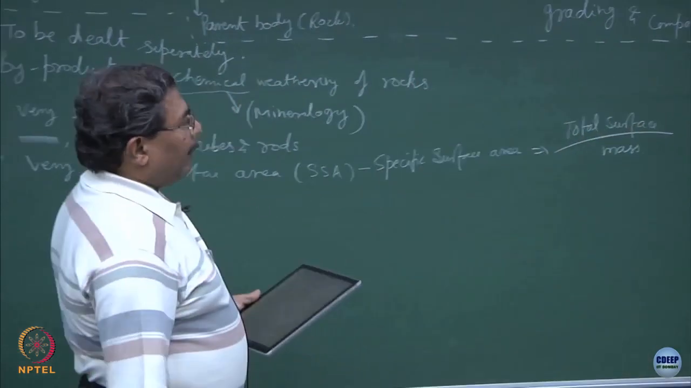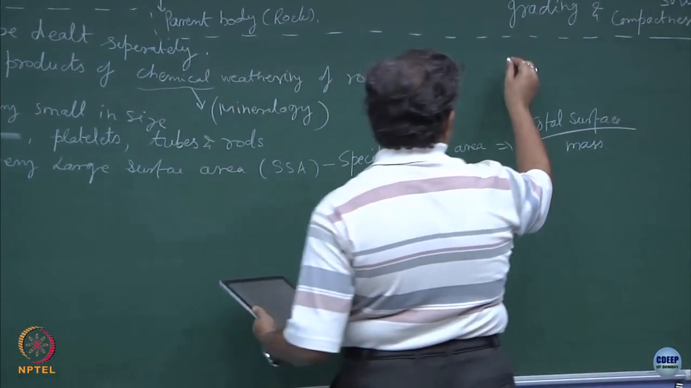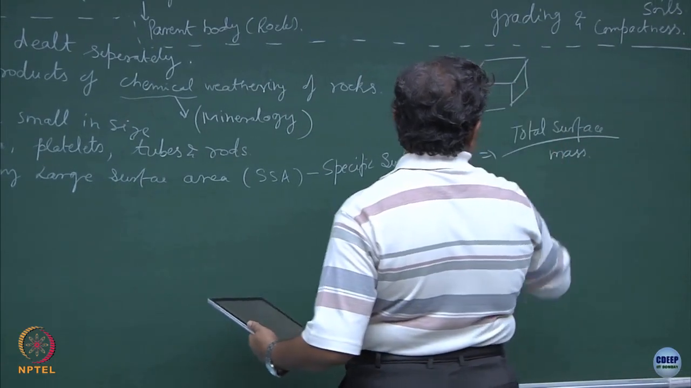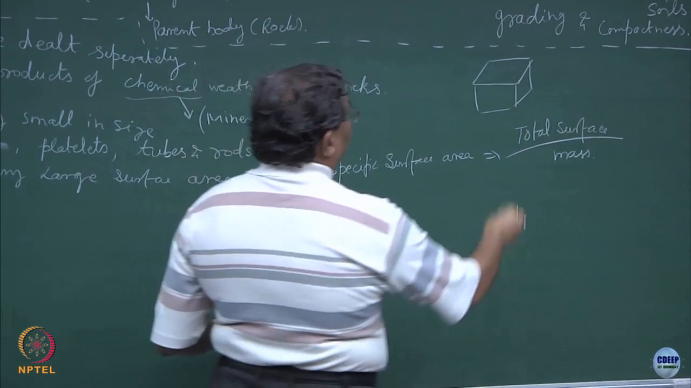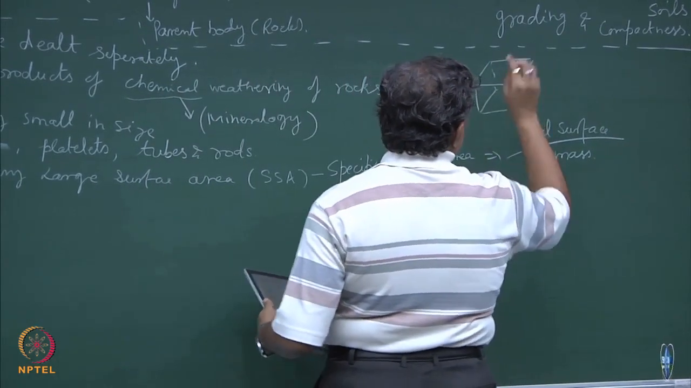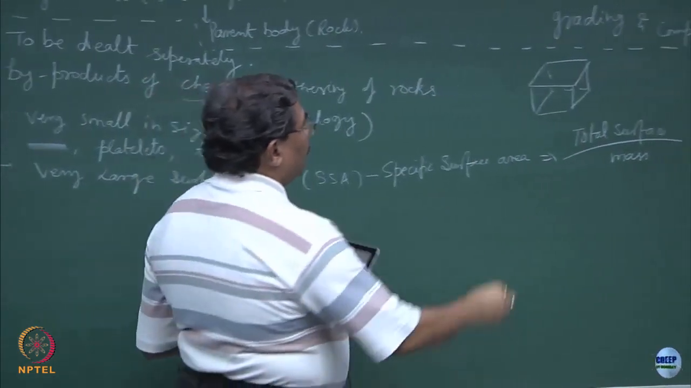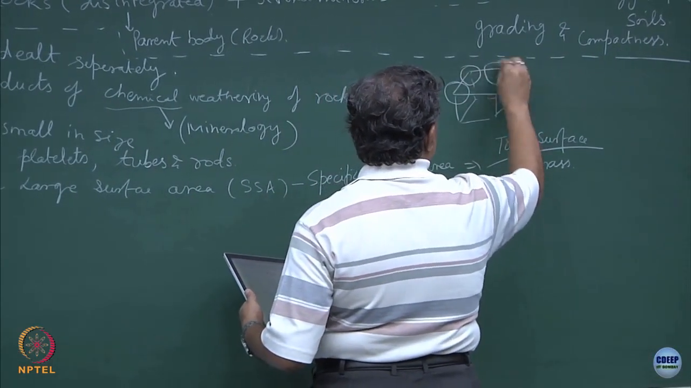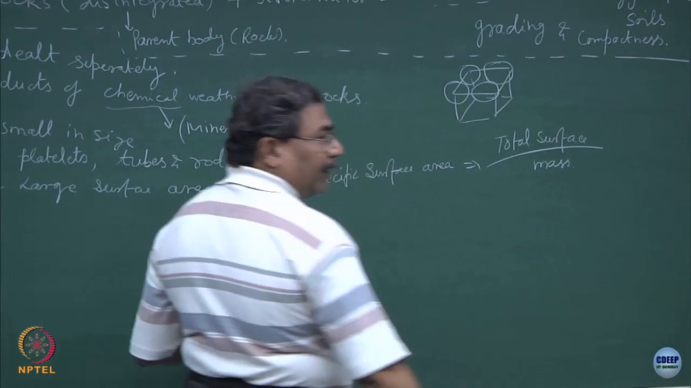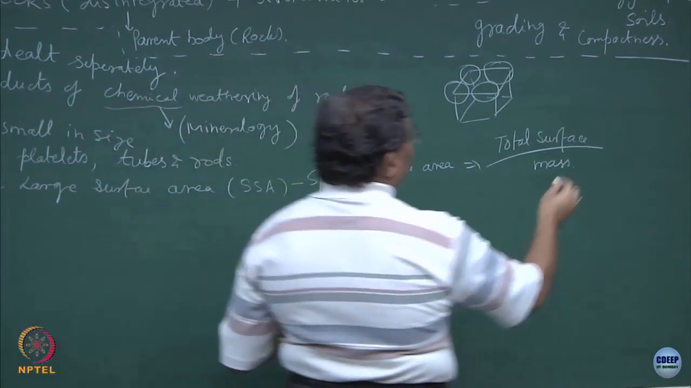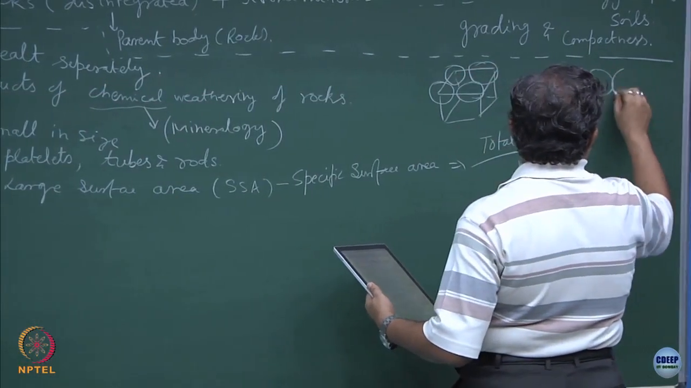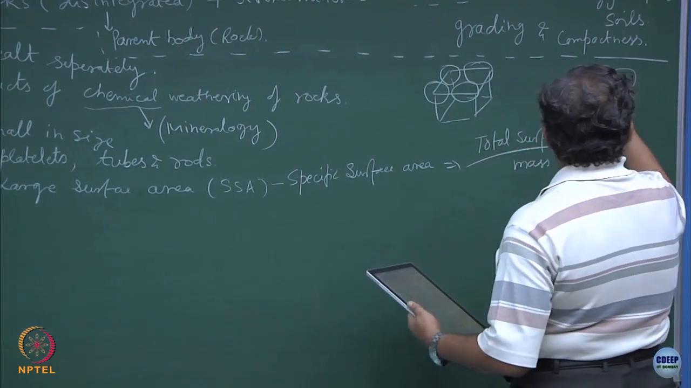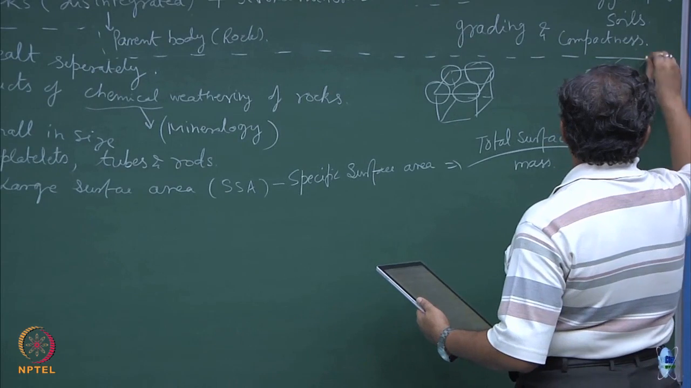So, suppose I assume a cubic structure, all right. This is a basic unit of a structure where these are the particles of the soil, and I am assuming them as perfect spheres. So, you can imagine, if you see the front view, you will find there are 4 particles sitting like this, and I can always construct a cube out of it. Is this okay?